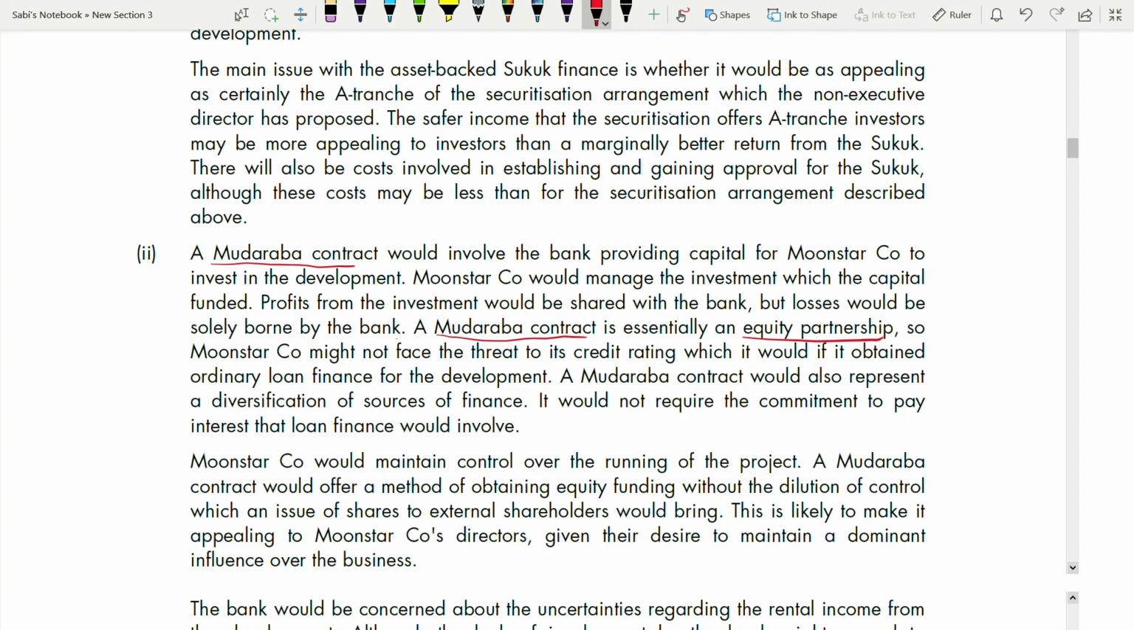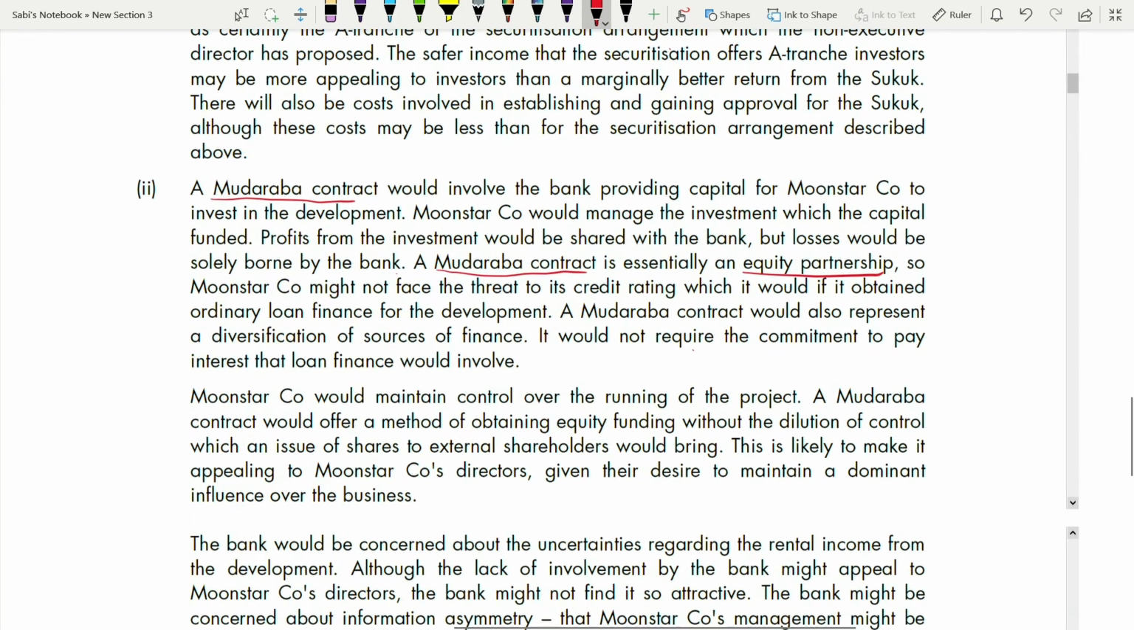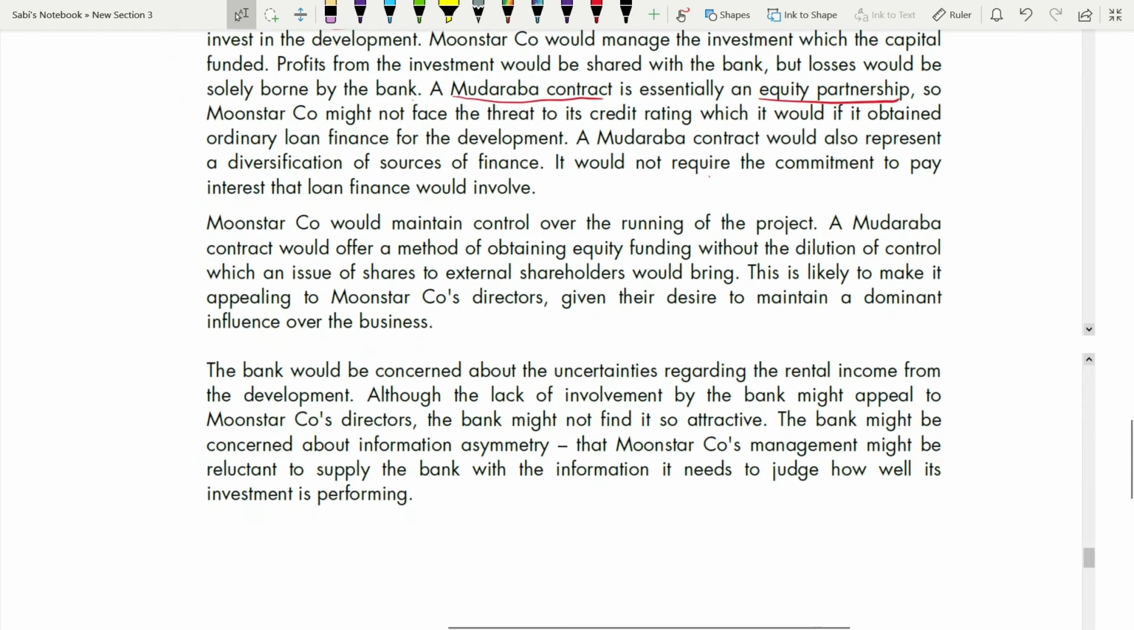So a Mudraba contract would also represent a diversification of sources of finance. It would not require the commitment to pay interest, which loan finance would involve. See, another advantage of Mudraba contract is you don't have to pay interest. Even though the bank is the one who's providing you the capital, it's like you're taking a loan from the bank, but you're not paying any interest to the bank. If you would have taken a loan finance, yes, you would have to pay, but not in Mudraba contract. So you see how I'm learning the advantages and disadvantages and the features of Mudraba contract slowly.